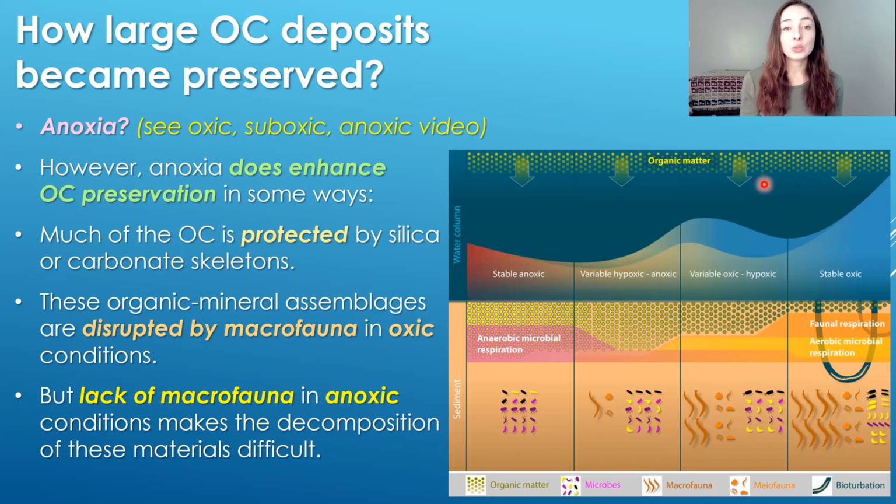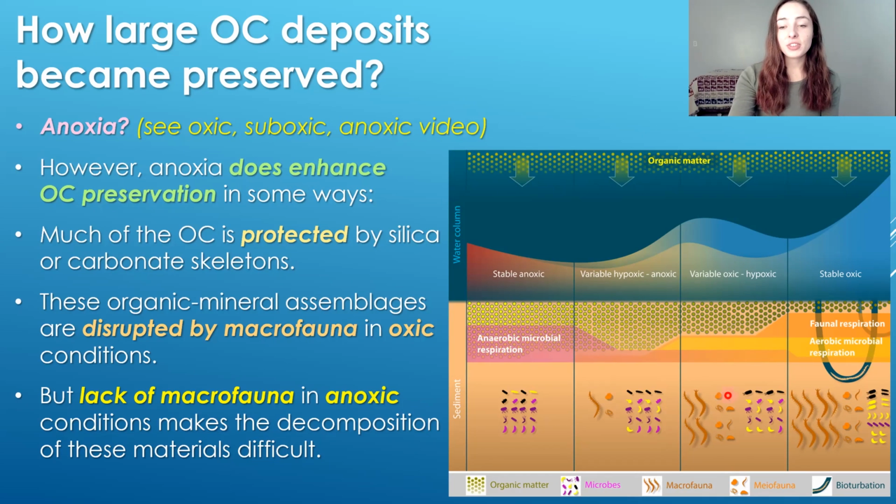So there are a few reasons why this might be. One is that much of that organic carbon falling through the water column and depositing at the seafloor is protected by silica or carbonate shells or skeletons. These organic carbon mineral assemblages are disrupted in oxic conditions by macrofauna, and that exposes the organic carbon to further decomposition. However, the lack of macrofauna in anoxic conditions could make the decomposition of these materials pretty difficult given that mineral protection that they have.